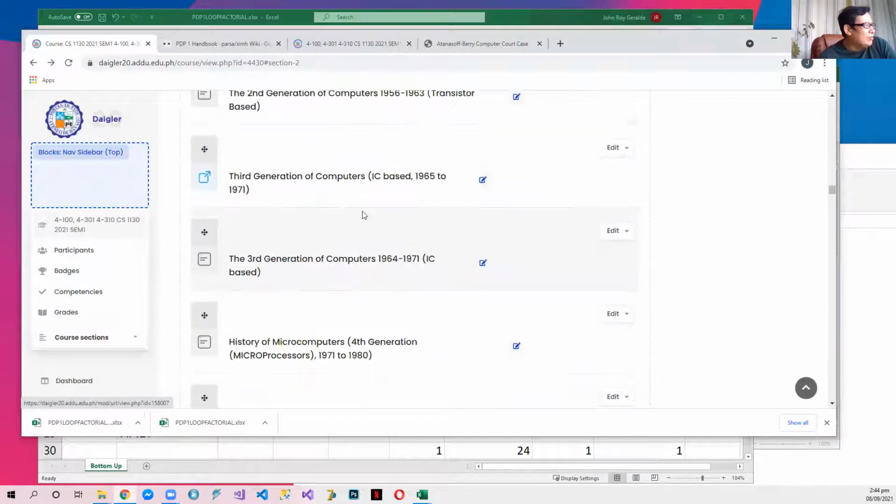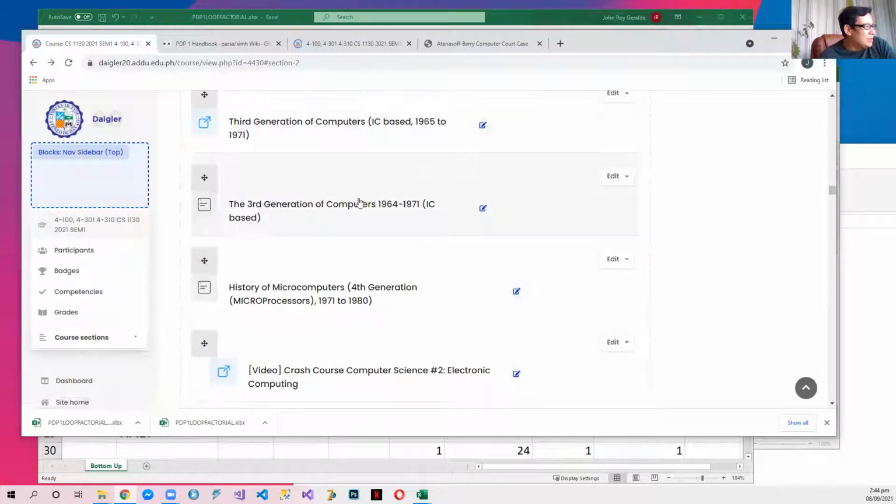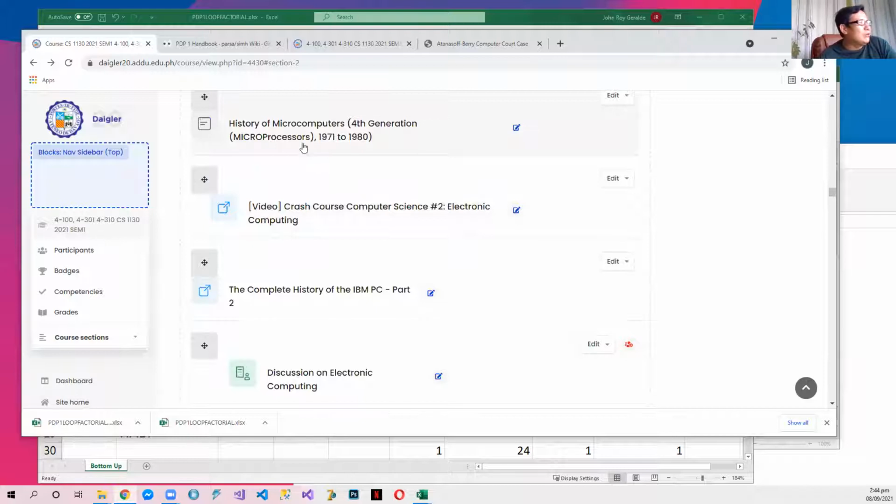Okay, new topic na tayo, no? We'll look at the generations of computers. We will look at the microcomputers, no? This is the 4th generation. Ito na yung sina Steve Wozniak, no, 1973, but formally started in 1971.